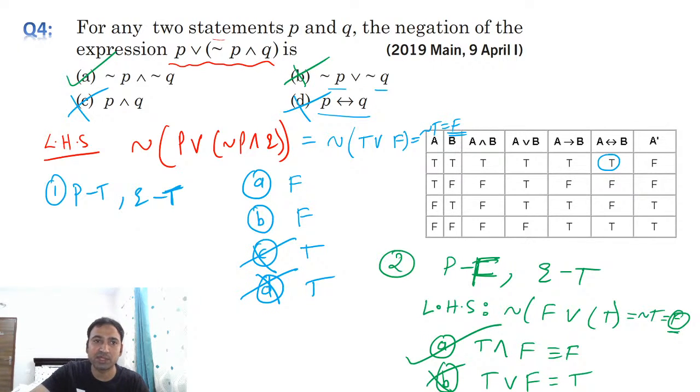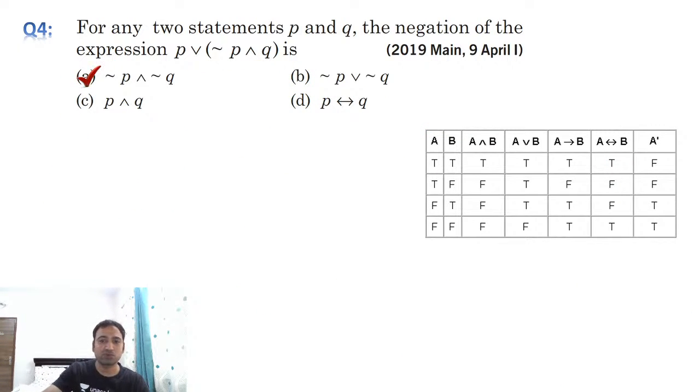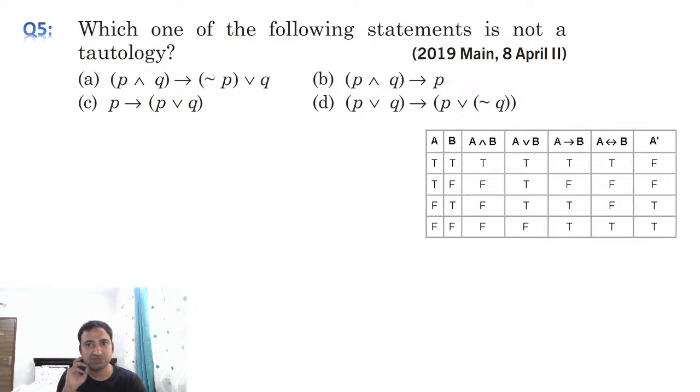Right. Chalo, guys, let's move to the next question. So this is the next question we have. Which one of the following statements is not a tautology? That means out of four options, three options are tautology and one option is not a tautology. That's what he's giving. So we need to find which one of the following options is not a tautology. Tautology means always true. Not tautology means what? Sometimes true, sometimes false. That means whenever we get false for any particular substitution, directly we can say that is the answer.